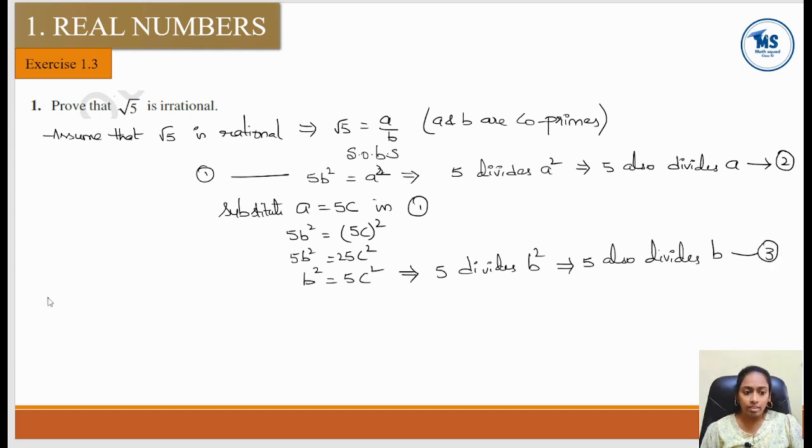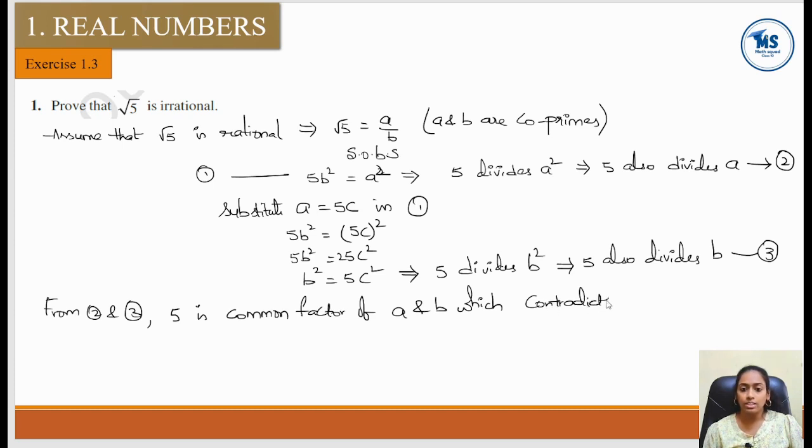From 2 and 3, what we got from 2 and 3? 5 divides a and 5 divides b. So from 2 and 3, 5 is a common factor of a and b, which contradicts that a and b are co-prime, because we assumed that a and b are co-prime, but we came to a conclusion that there is a common factor 5 for a and b, which is not true, right?